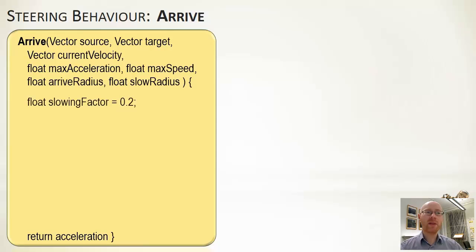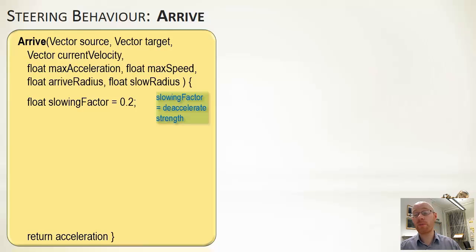Similar to the previous one, we've got a slowing factor. This is an arbitrary variable. We could also pass it in as a property if we wanted the caller to have some control over this. This controls how strongly we decelerate: whenever we get within the slow radius, are we trying to slow down quickly, or are we waiting until we're much closer to the object before trying to slow down?